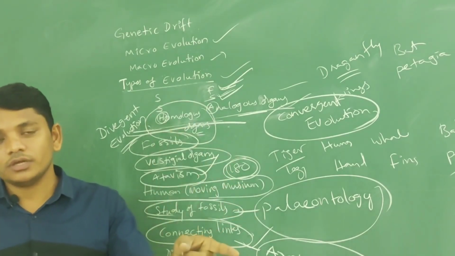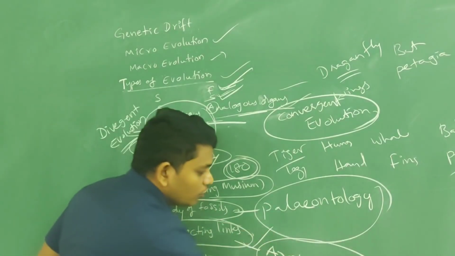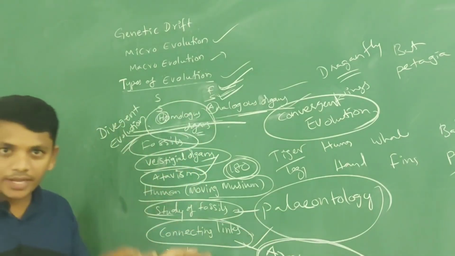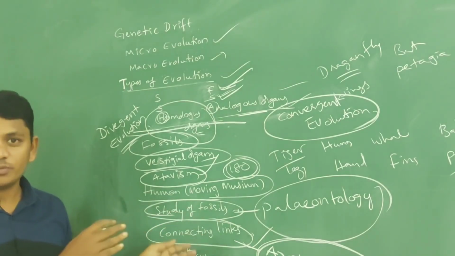Due to this evolution, birds came from the reptiles. So, this is a connecting link. Archaeopteryx is a connecting link between reptiles and birds. This is the best example for the evolution process.